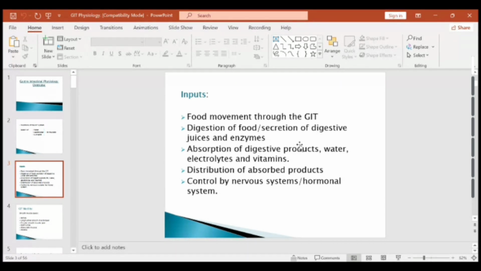Just like any other system, it doesn't work in isolation. It has to be under the control of the nervous system, together with the control of the endocrine system. Those are the hormones. You still remember that I said we have a few hormones that we didn't cover in the endocrine system, and we reserved a few of them. We'll still be mentioning some of them here.